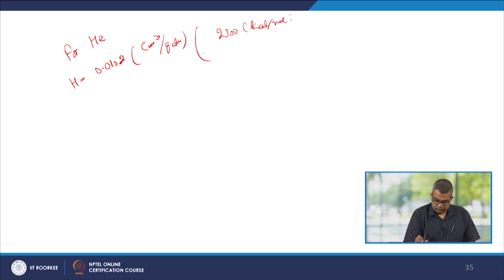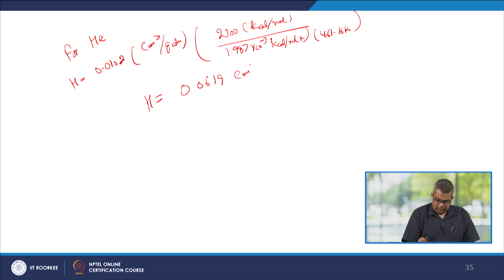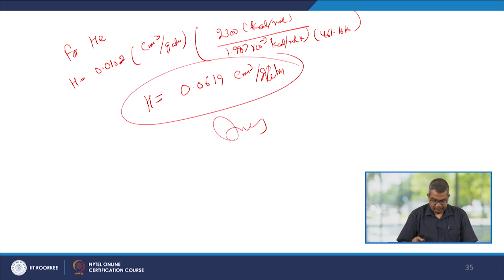For helium, H is equal to 0.0102 centimeter cube per gram, exponential 2000 over 1.987 into 10 to the power minus 3 kilocalorie, times 461.16 Kelvin. So if we calculate, then it comes out to be H is equal to 0.0619 centimeter cube per gram atom. So this is our answer.